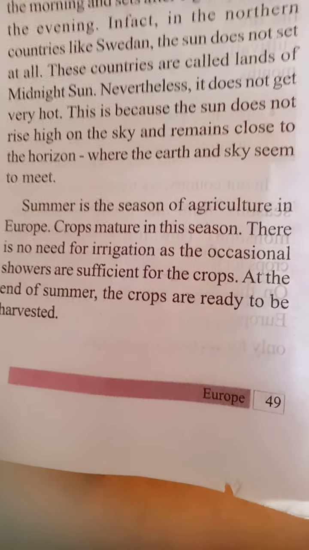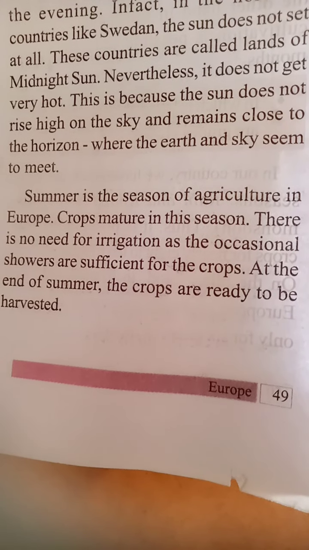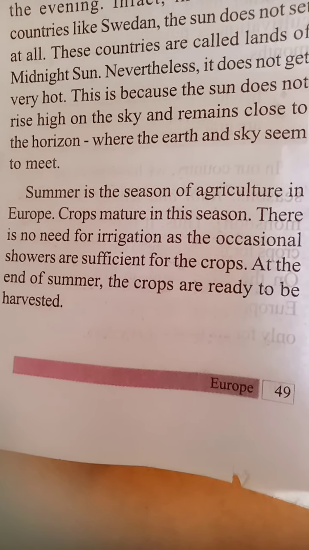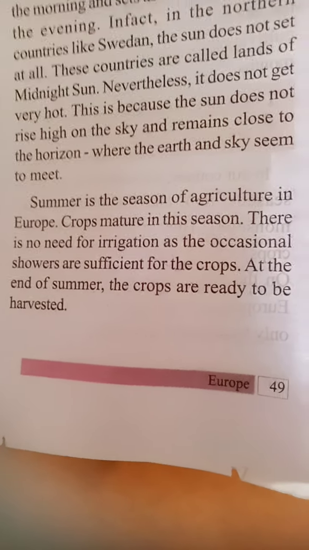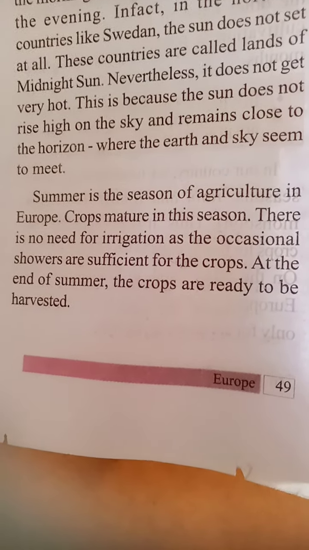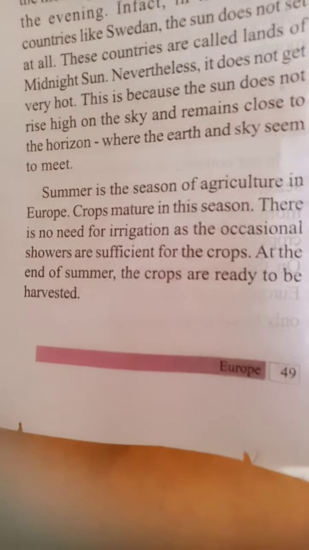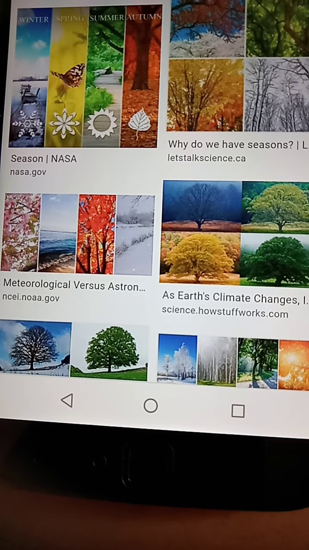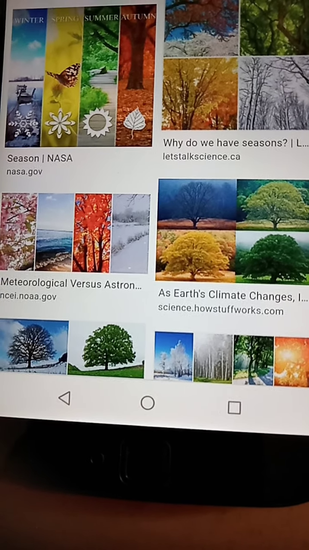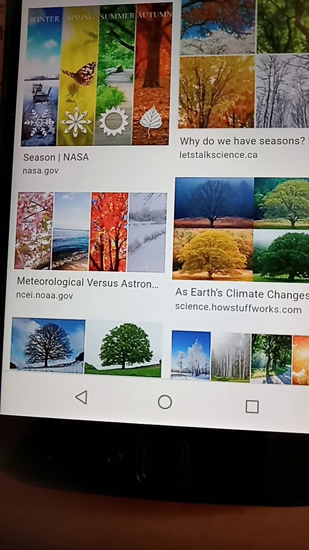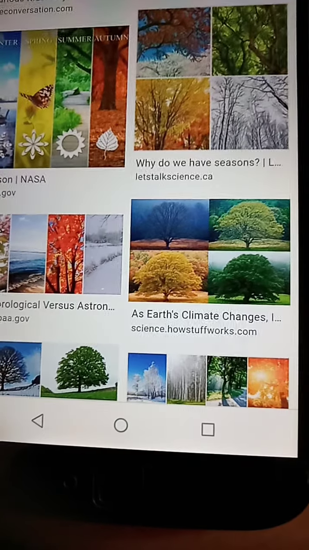Crops mature in this season. There is no need for irrigation as the occasional showers are sufficient for the crops. At the end of the summer, the crops are ready to be harvested. Here we can observe how the trees are during the seasons in Europe.